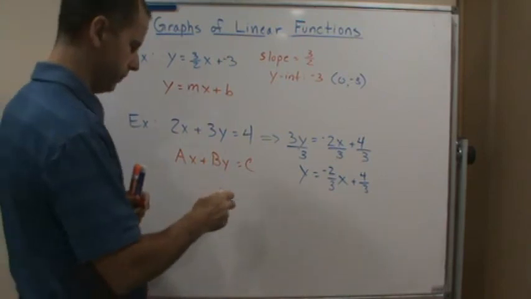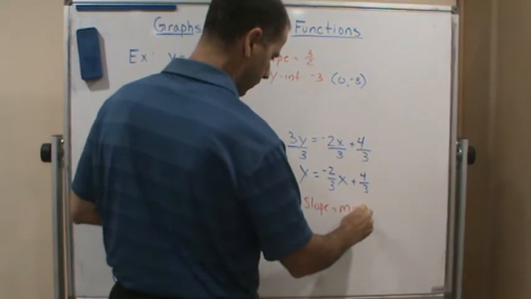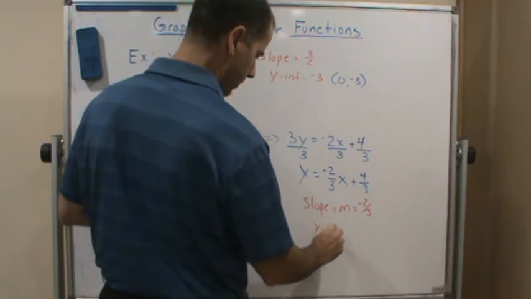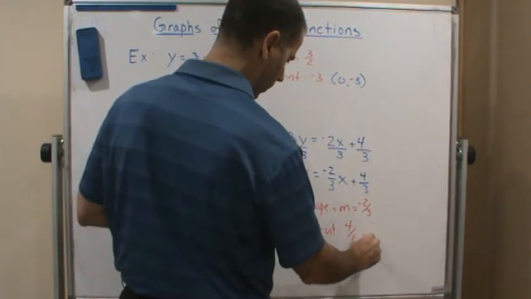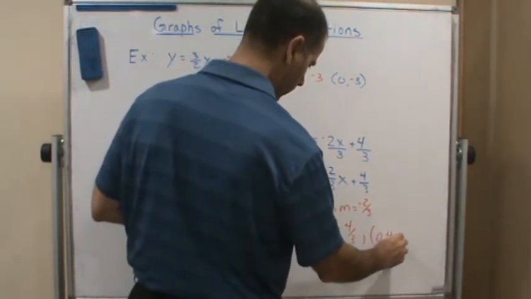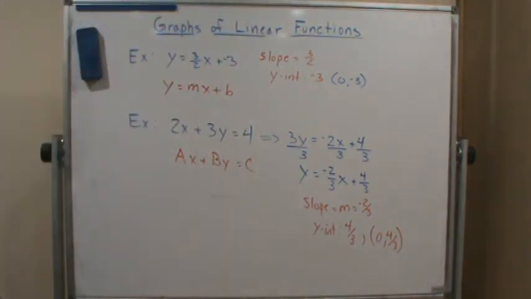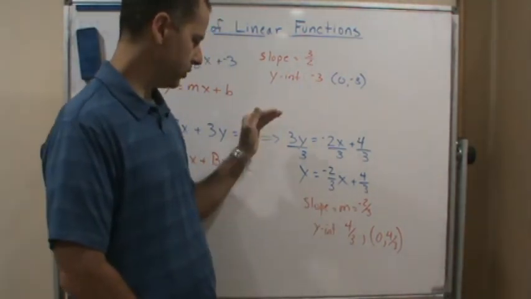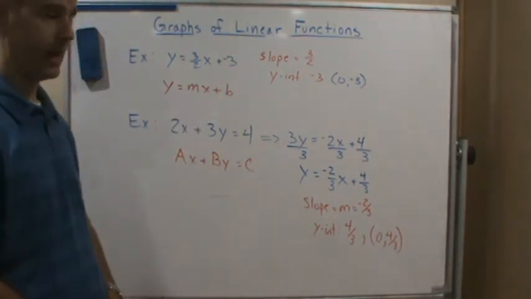So in this case here, the slope equals m, which equals -2/3, and the y-intercept is 4/3, or the point (0, 4/3). And that's it. And so notice right away, you know how the line behaves. This one's going down, right, because the slope is negative. The other one is going up because the slope is positive, okay?